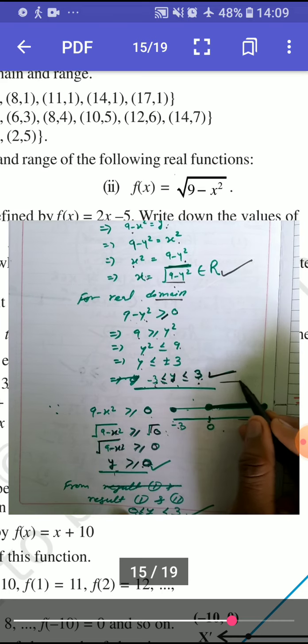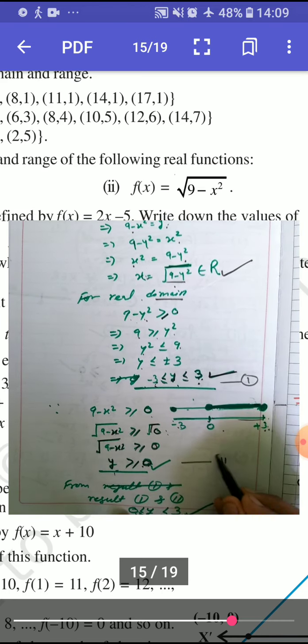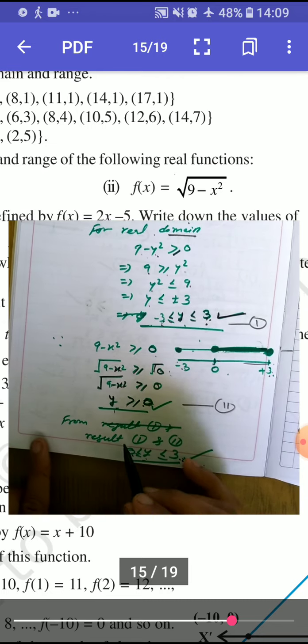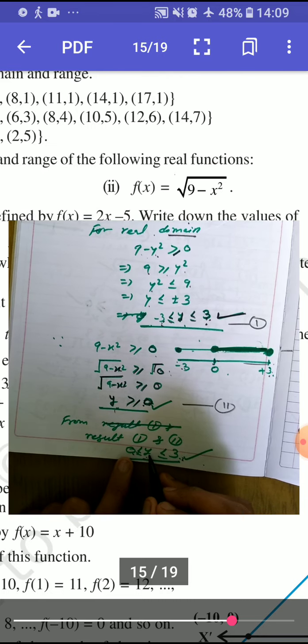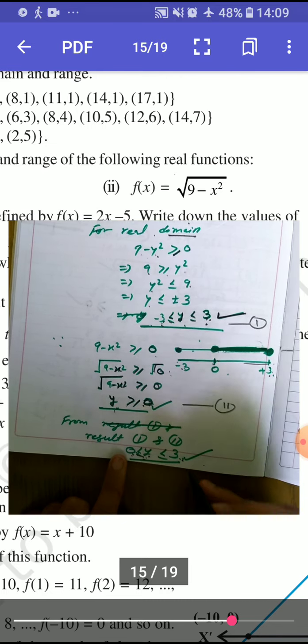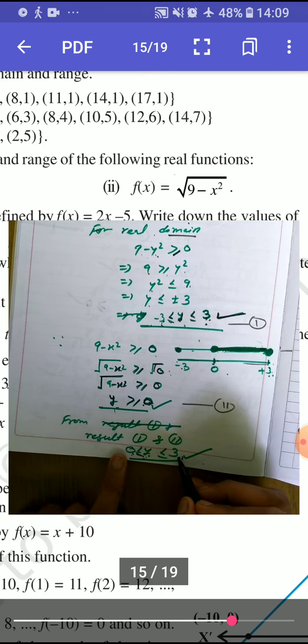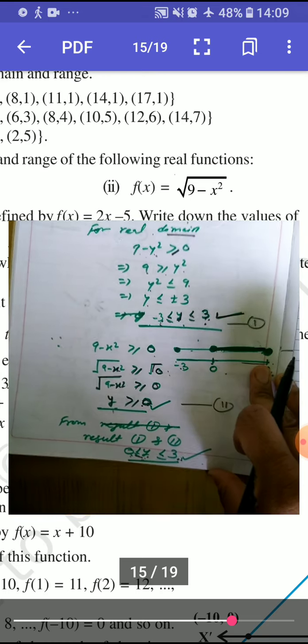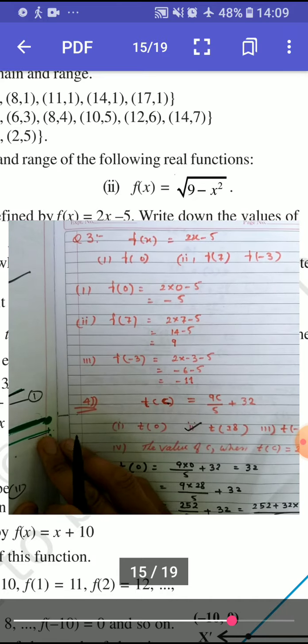From result first and result second, your final result will be that the value of y must be greater than or equal to 0 and less than or equal to 3. Okay. I hope you understand this. Now come to question number 3.